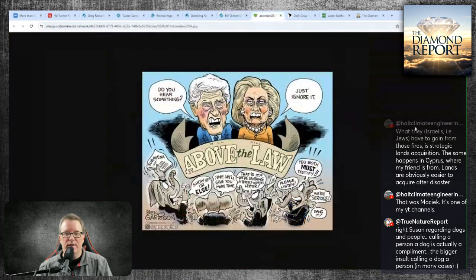So anyway, there it is, and this kind of sums things up. Bill and Hillary above the law. Do you hear something? Just ignore it, she says. Yeah, that kind of sums things up, doesn't it? Yeah, okay, and then let's see here.